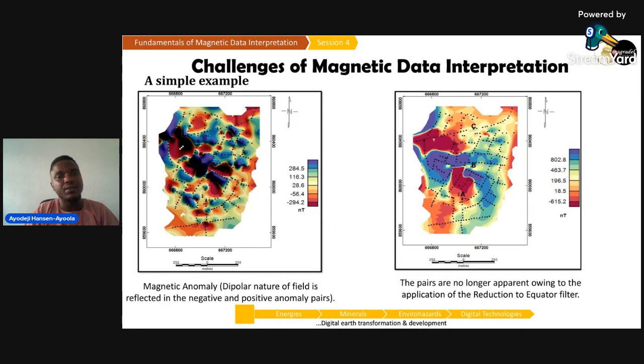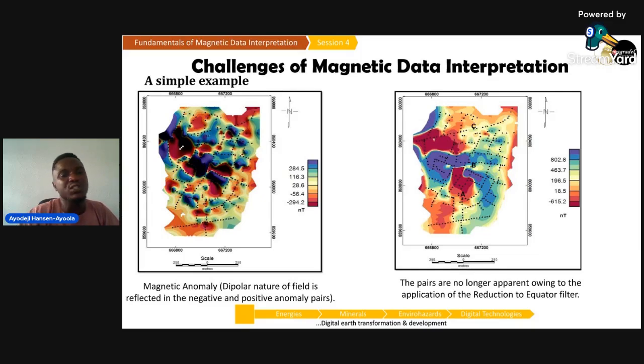And then before I close, I want to show a simple example. The magnetic anomaly presented in this frame is from an area in Osogbo. In the first frame, you could see that we had not applied the reduction to equator filter. Here is how we can take care of the dipolar nature of the anomaly by using the reduction to equator filter.